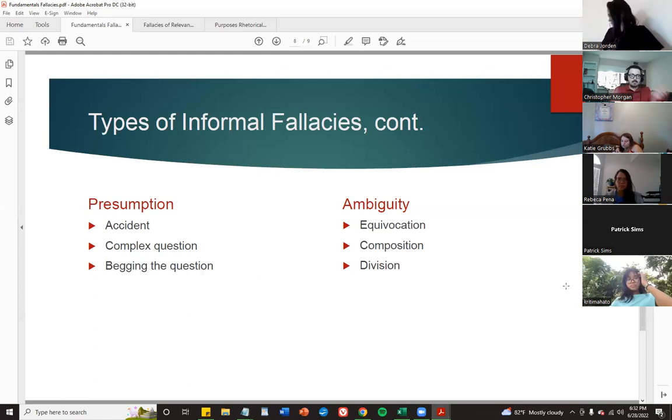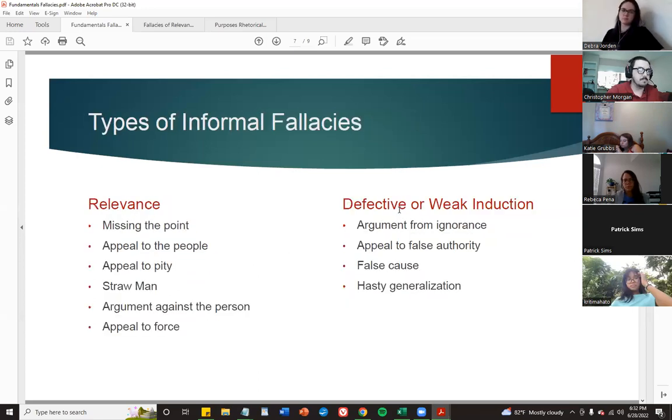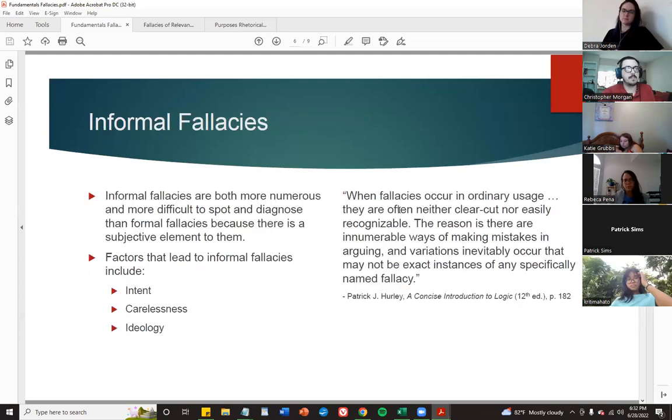Composition and division, these are opposites of each other. They're a little bit complicated to explain, so I'll wait until we actually look at those. But that's, in broad strokes here, right? The big idea to take away is there's a whole bunch of kinds of fallacies. Some of them shade into the others, and the main upshot of all of these is that the premises are not related to the conclusion, right?